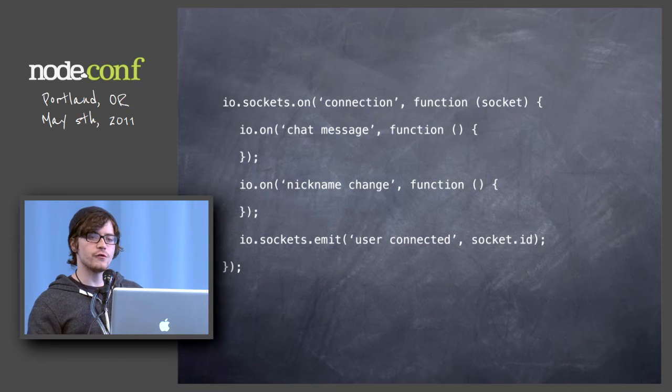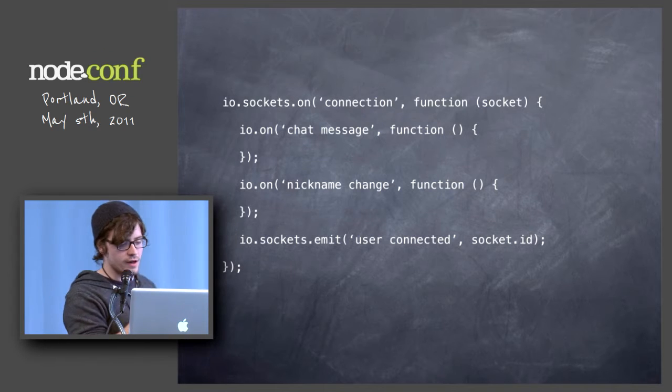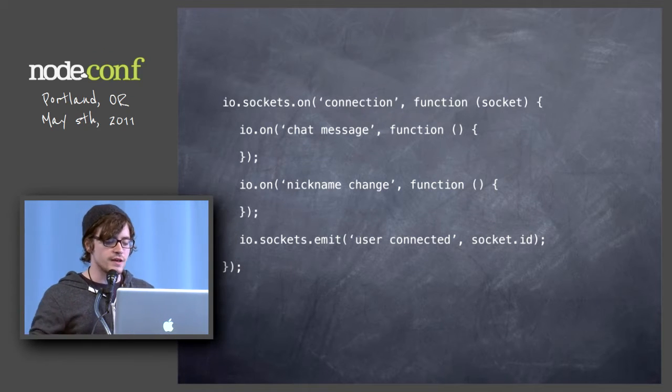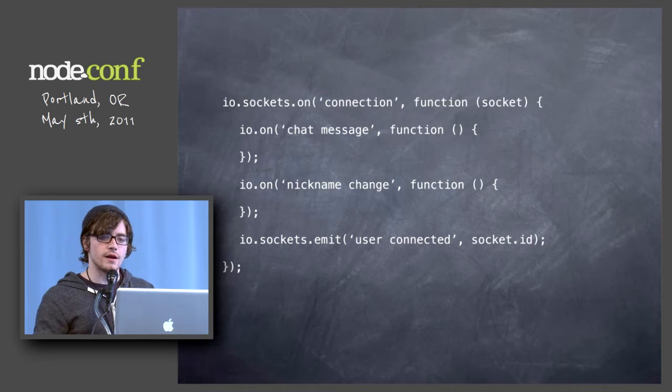So instead of going io.on chat message, it's socket.on chat message. Essentially, the event emitter is overridden for Socket.io, so you can define your custom events and emit custom events. For events that are user-defined, the parameters that you send are JSON encoded. That means that you can send objects, you can send strings, dates, or any other encodable entity.